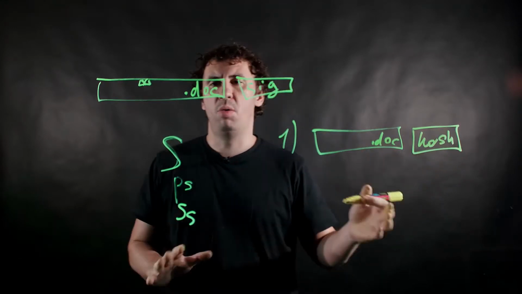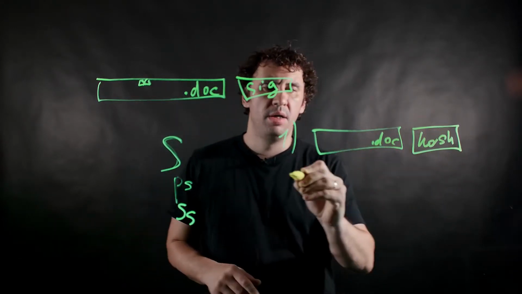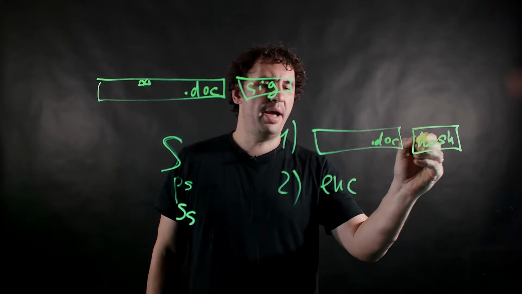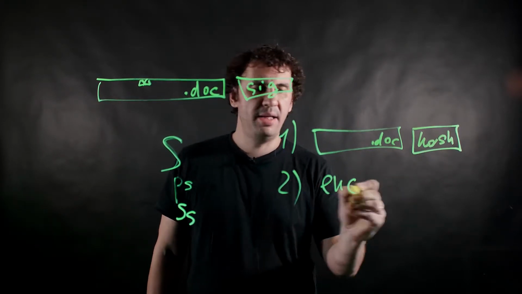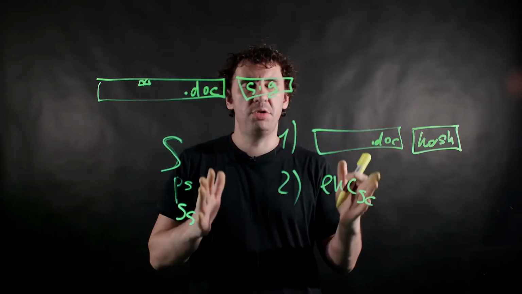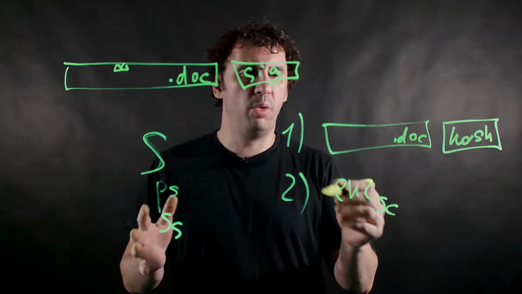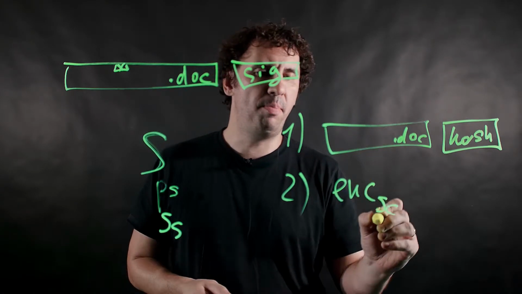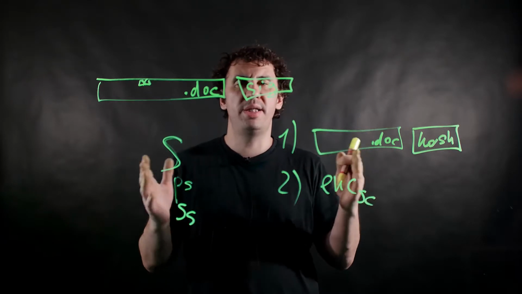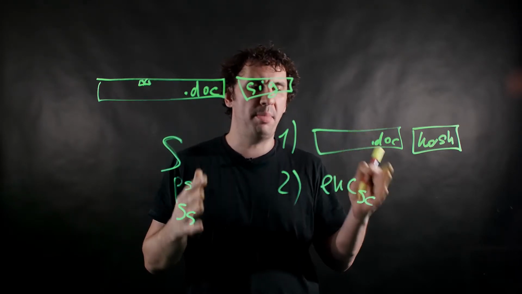You already know what the hash is. Second, I encrypt my hash with my secret key. This is different from the previous scheme. In the previous scheme, we were encrypting the data with the public key. For example, when sending data to Bob, we encrypt the data for Bob with Bob's public key.